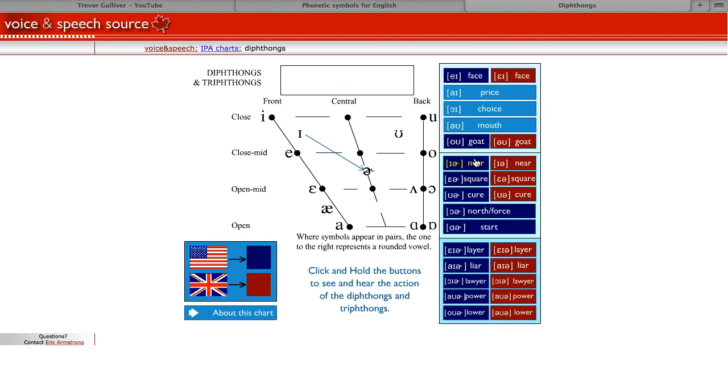I'm going to leave it up to you to work your way through the rest of these diphthongs. I do want to show you one more thing. Here's the diphthong in near, and you can hear in American English usually some R coloring on this diphthong. That is nia with an R at the end. Check out the British pronunciation without the R coloring.